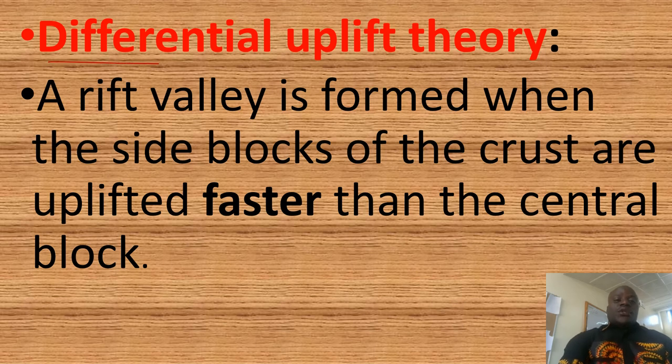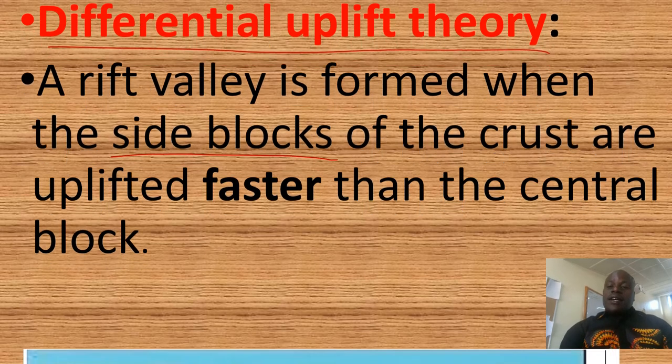Then differential uplift theory. Differential comes from different. This means that the uplift forces are not pushing upwards at the same rate. For example, when the side blocks on left and right are uplifted faster than the central block, definitely the central block which remains behind, because it is pushed at a slower rate, will form a rift valley.